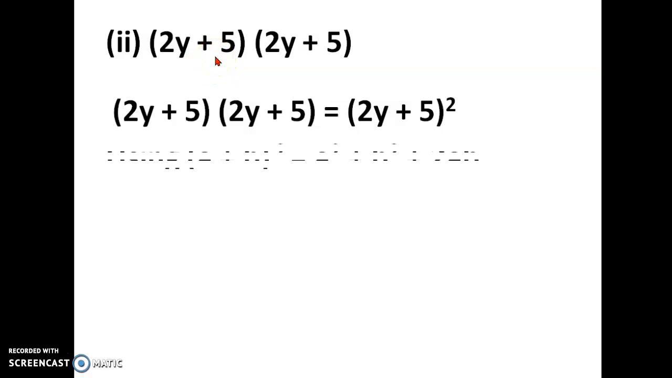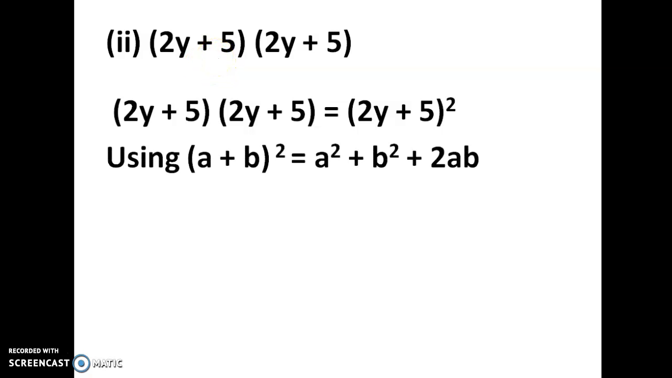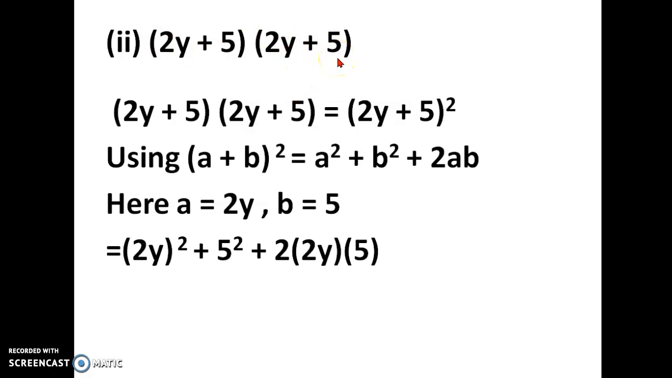So we have to use the identity (a + b)² = a² + b² + 2ab. In the place of a, in this problem we have 2y, and in place of b we have 5. So substitute in the identity. You will get (2y)² + 5² + 2 × 2y × 5.